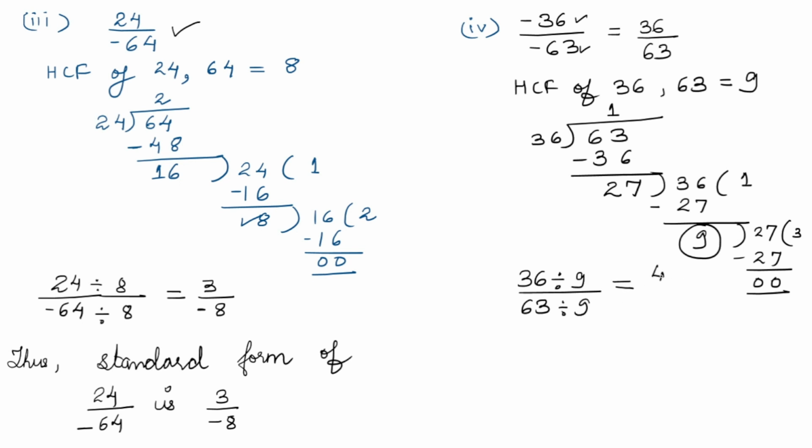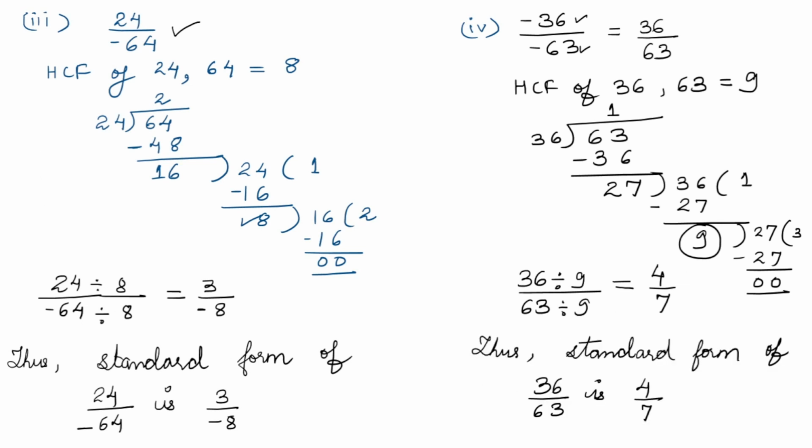And you get here 4 by 7. Now 4 by 7 cannot be further reduced. It means this is the standard form. Now let us solve the next question. Question number 5 says, which of the two rational numbers is greater in the given pair?